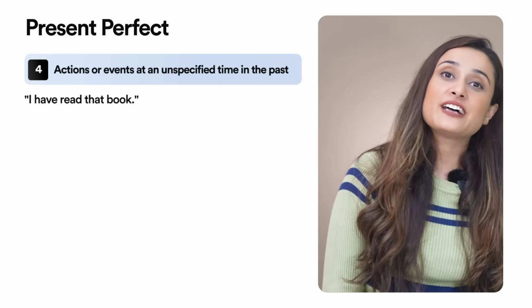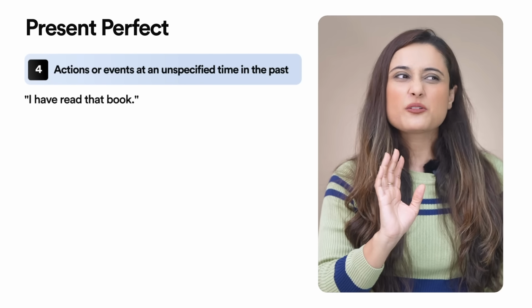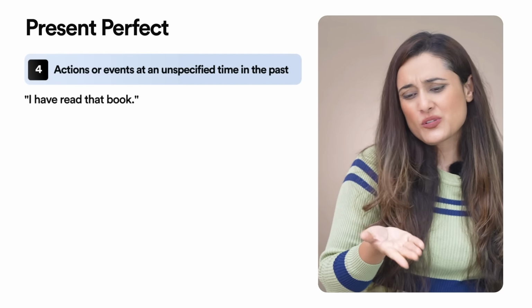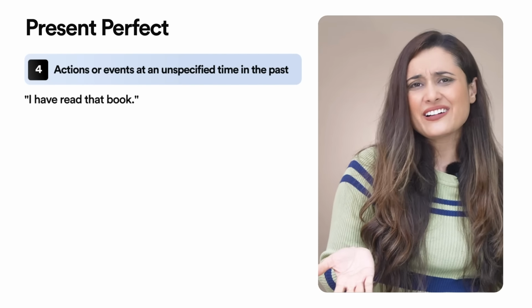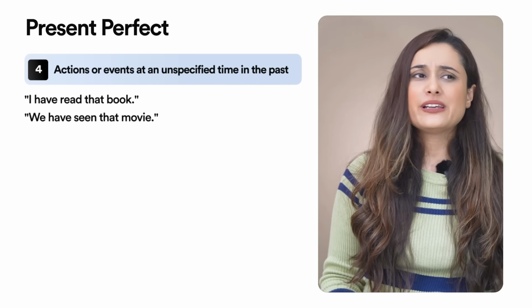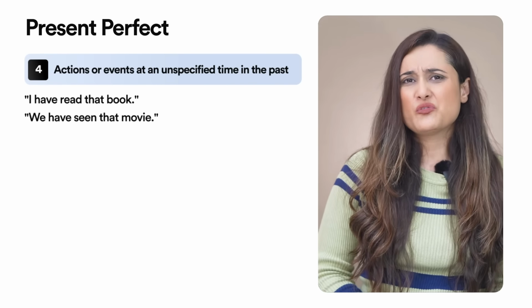I have read that book. So when exactly I read the book is not important. All that is necessary to know is that, oh, please don't give me this book to read because I've already read this. Okay, I've read this book. We have seen that movie. So let's not go to that movie. We have seen that movie already.